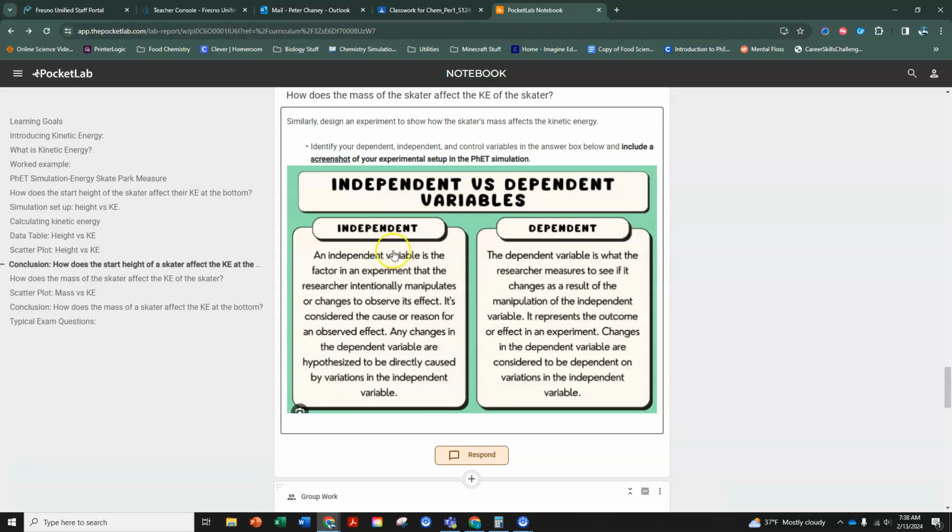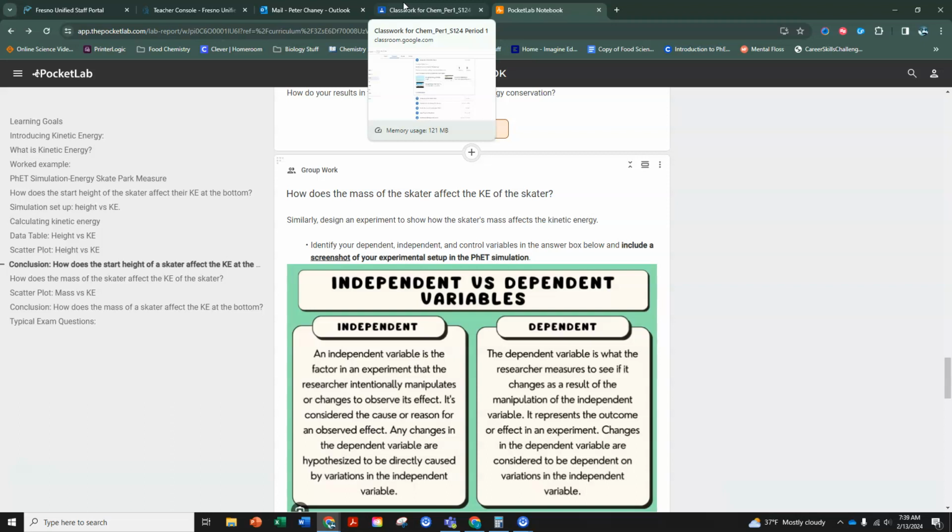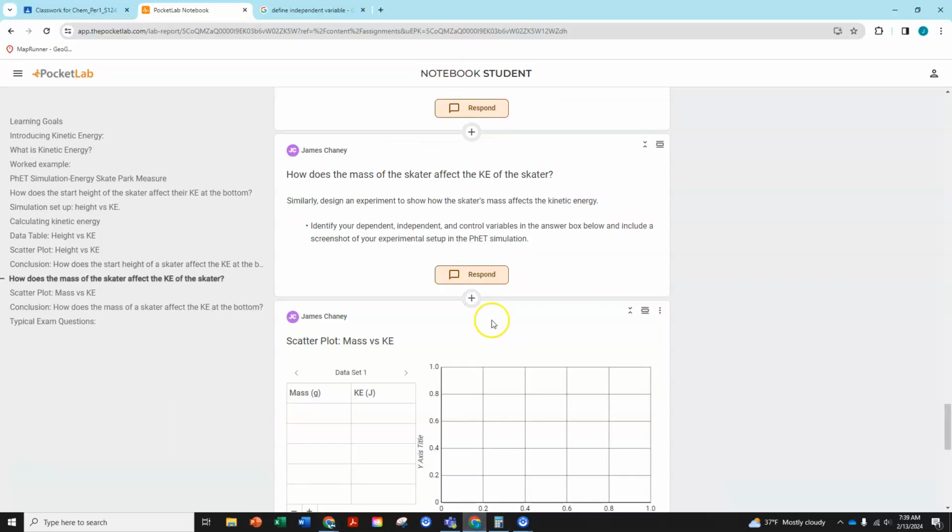Read what the difference is for an independent and a dependent variable in the experiment, and you're going to be actually explaining and identifying what those are going to be, and then going and doing your experiment. So if you go back, what it's telling us to do is actually make a track, and then here's the important part: to include a screenshot of your experimental setup once you've got it set up.